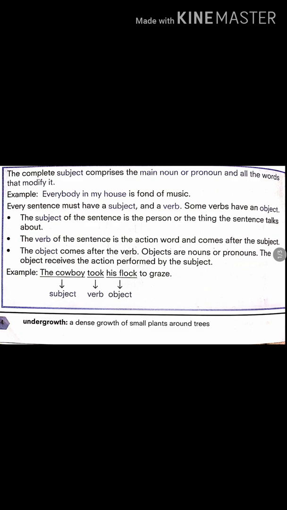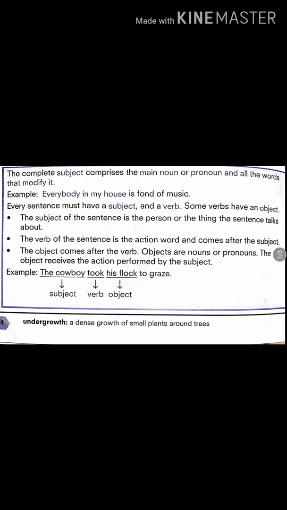Fond of music. Now see here, every sentence must have a subject and a verb. Some verbs have an object. So it is not compulsory that every time the verb will have an object. But there are sentences wherein we have to identify the subject, verb and the object. The subject of the sentence is simply the noun. The subject of the sentence is the person or the thing the sentence talks about. That is the noun in the sentence.